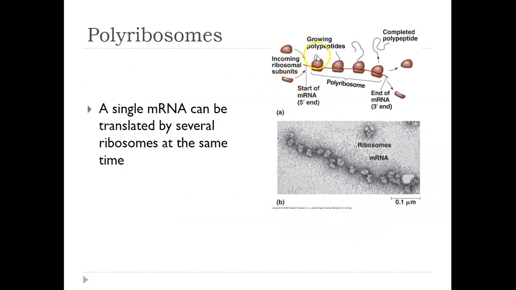It's important to note that there's something called polyribosomes, so there could be many ribosomes working on a single mRNA at the same time. Just for creation purposes, it allows you to make a lot in a short amount of time.